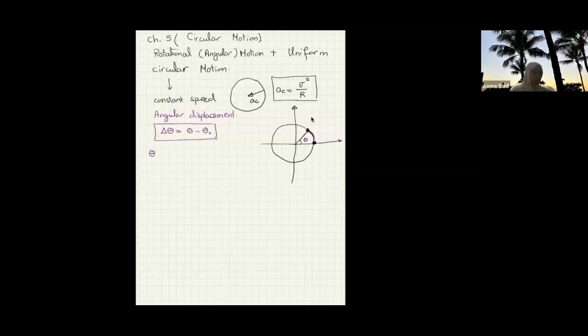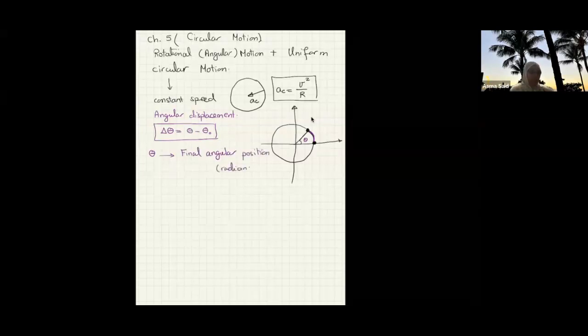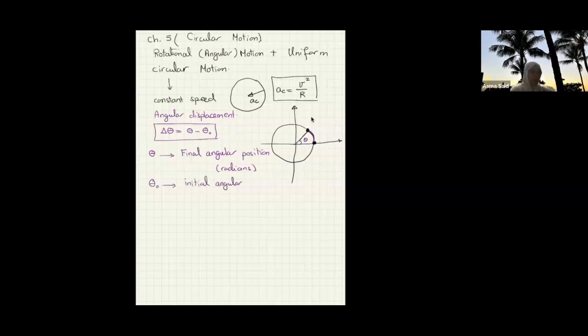Now, theta can be defined to be the final angular position, and that is going to be measured in radians. And I will say theta 0 is going to be the initial angular position, and also it is in radians.